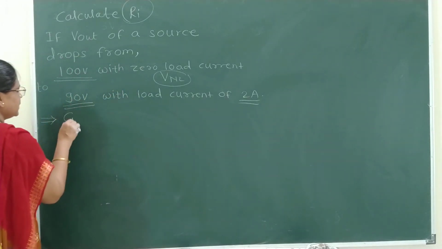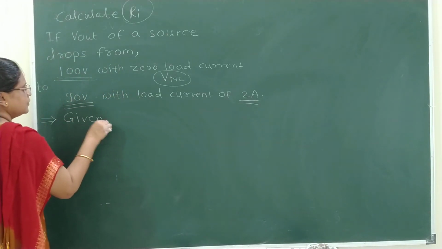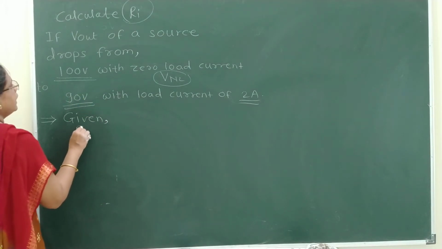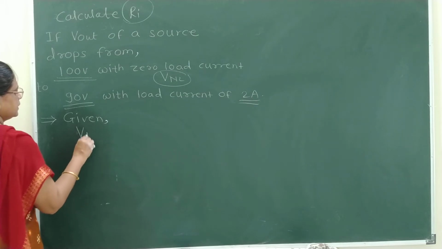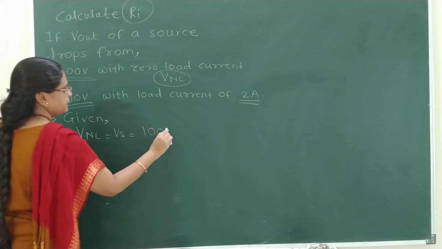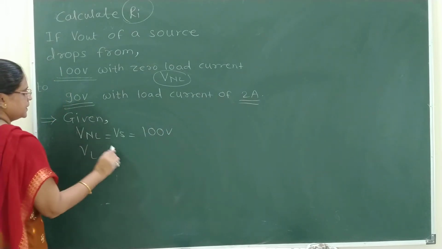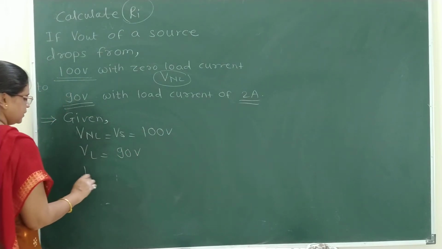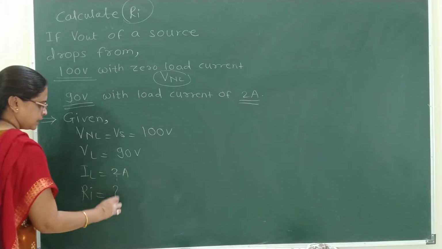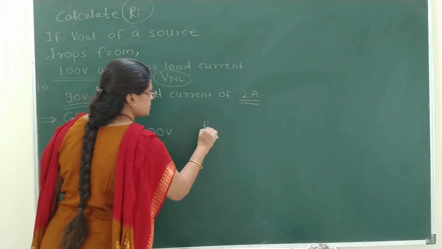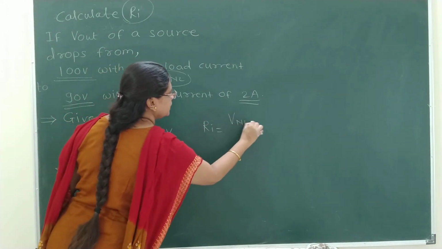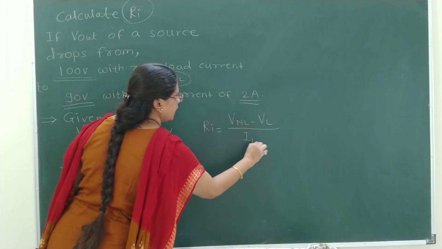So first we can write down the given parameters, then we can conclude the calculation part. Given VNL is nothing but Vs, the source voltage, that is 100 volt, VL is nothing but 90 volt, and load current is 2 ampere. Now we have to calculate Ri. So how can internal resistance or source resistance be calculated? Internal resistance is nothing but VNL minus VL upon IL.